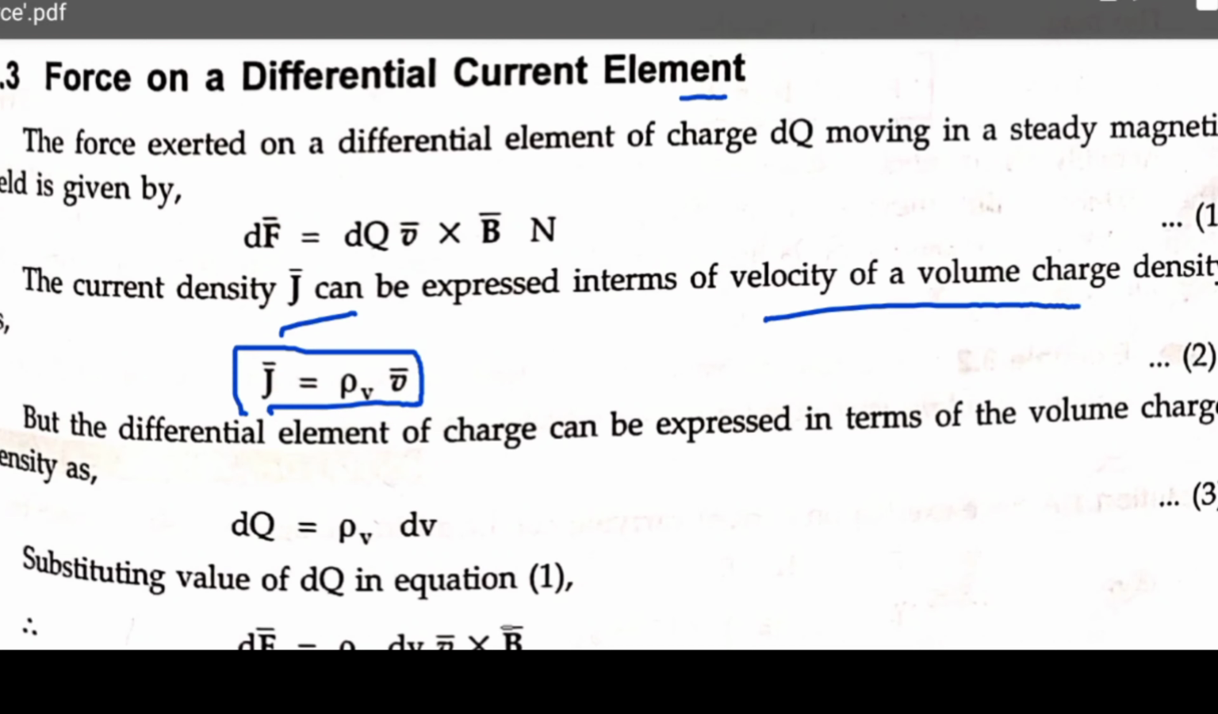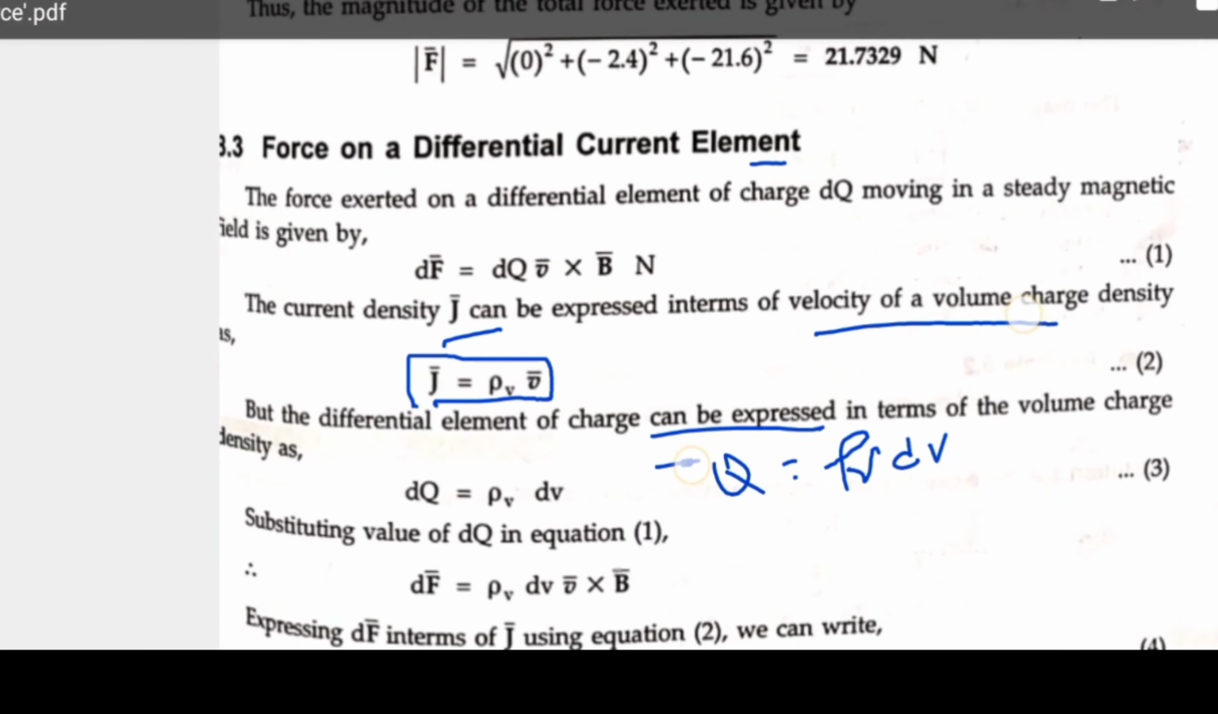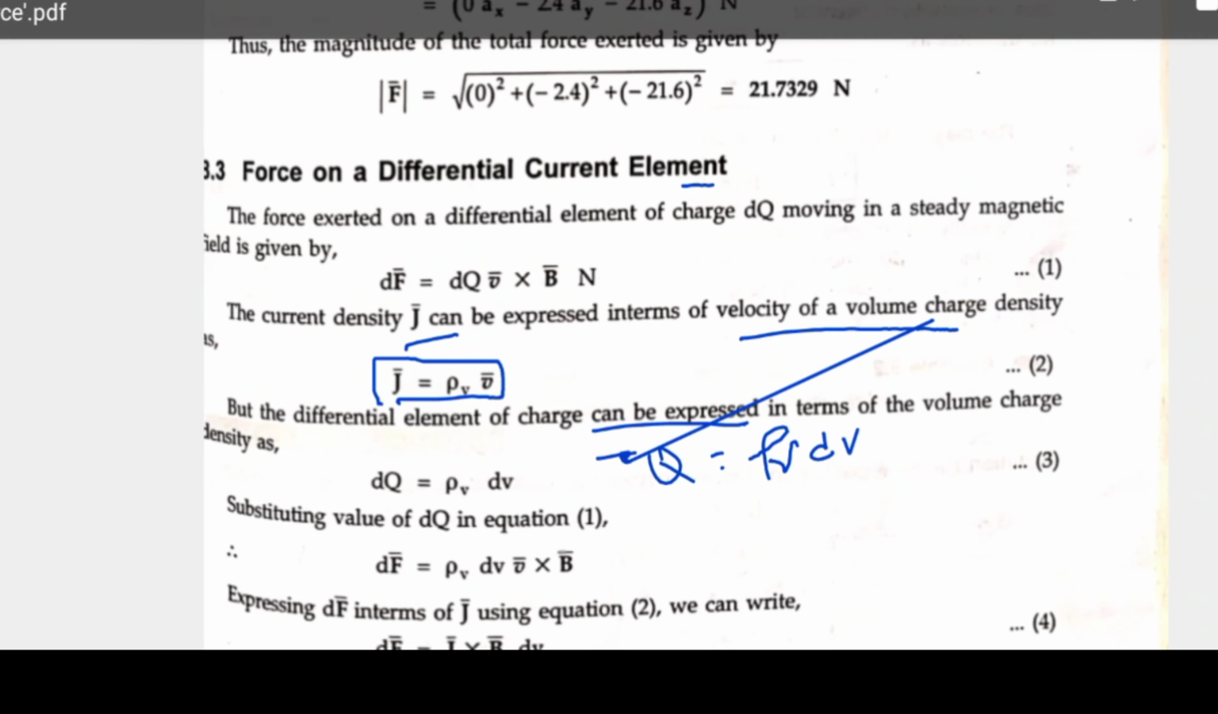But the differential element of charge can be expressed in terms of the volume charge density as dq equal to rho v dv. You know Q equal to rho v dv. Therefore dq equal to rho v dv we can write.